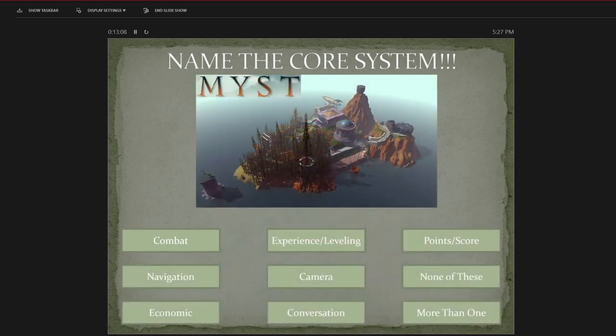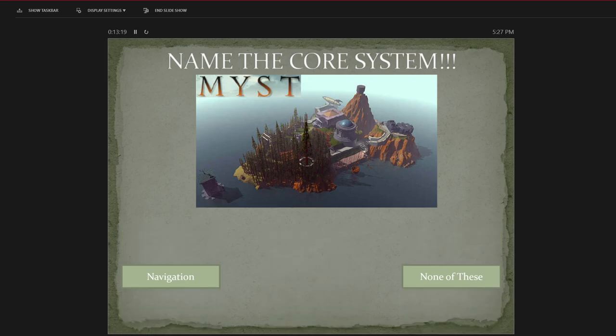All right. In this popular adventure game, Myst, what would you say the core system is? Did you say navigation? Then you're probably correct. However, you could also make an argument that it's none of these because solving puzzles is a core gameplay system in Myst. However, you have to explore to get those puzzles going, and therefore navigation is probably the best answer.